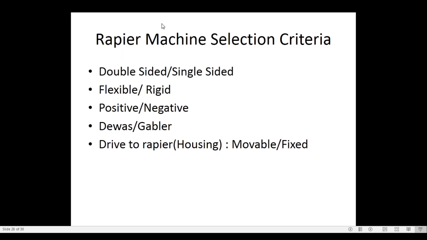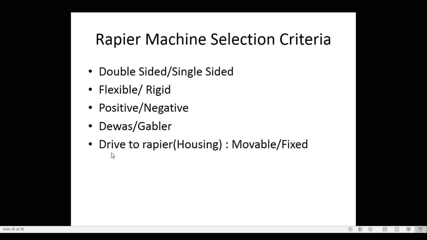So when you want to purchase any rapier machine, you should first see whether it is double sided or single sided. That is, do you want a single sided rapier or a double sided rapier. Or the rapier which is selected, it should be flexible or rigid. The rapier selected is positive or negative. Whatever the weft transfer system is there on the machine, it is Dewas type or Gabler type.